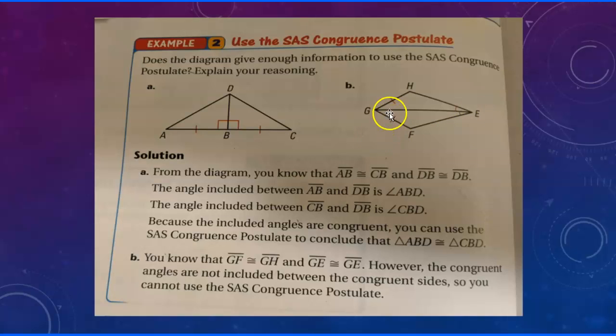However, the angle in between them, right here and right here, I don't know anything about. And so I cannot determine that those angles are congruent. Therefore, I cannot use the SAS congruence postulate in this case.